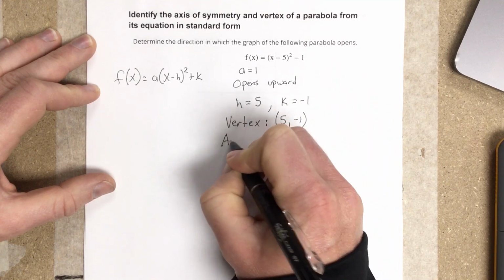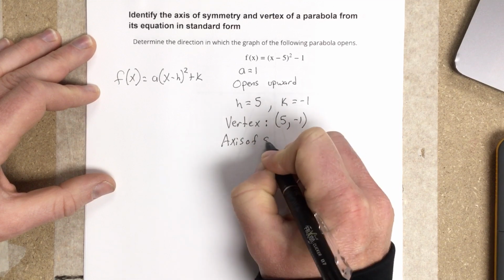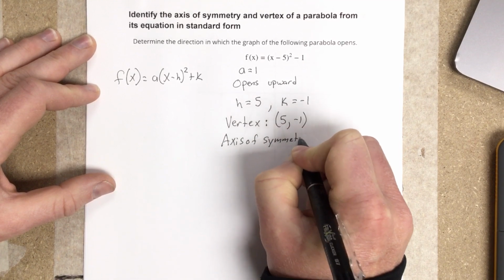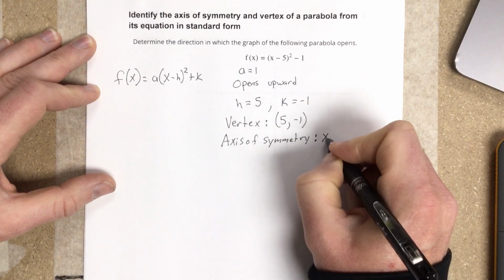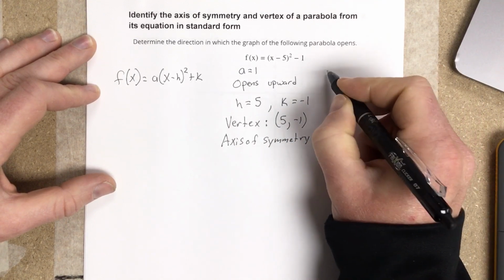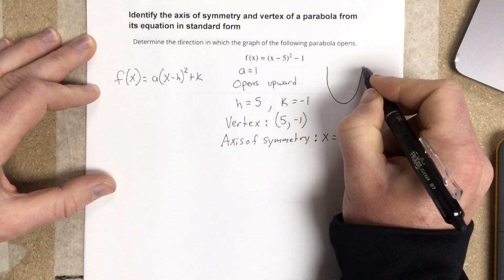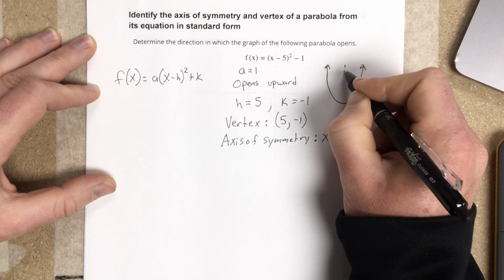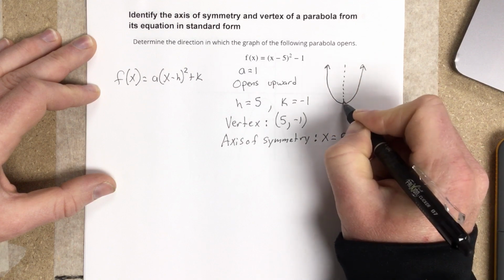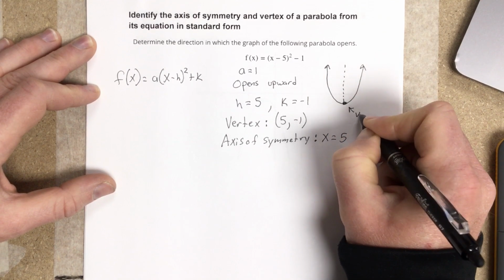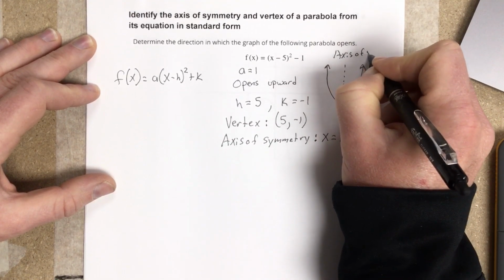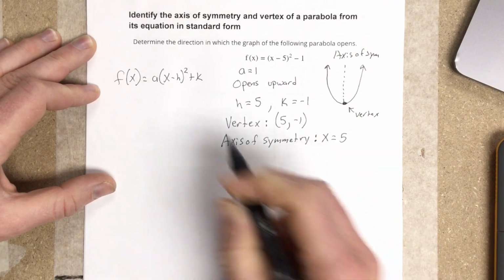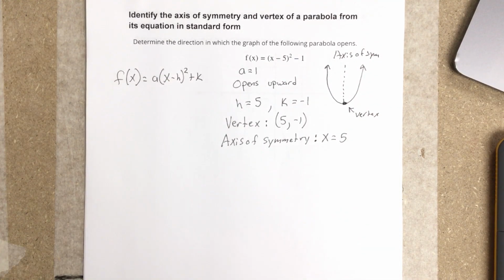And my axis of symmetry then is going to be the same x value because they share an x value, so I have x equals 5. And visually you can see if we have a parabola opening upward, our axis of symmetry goes right down the middle, and it goes through the vertex. Vertex and axis of symmetry. And that's how we identify the axis of symmetry and the vertex of a parabola from standard form, or what they call vertex form.